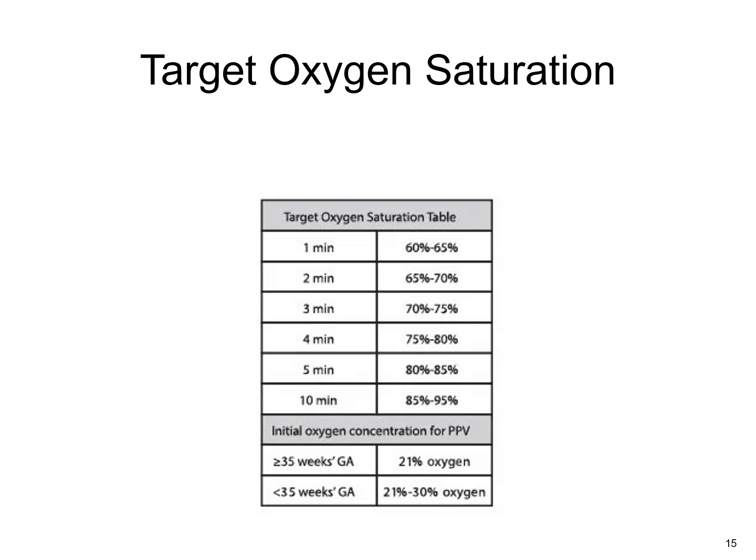Another thing about oxygen is the initial concentration when starting PPV. For term kids greater than 35 weeks, we like to use 21% oxygen. If they're preemies, NRP says that you can go up to 30%, but you can also start at 21. So the way that I make this easy for me is I just start everybody at 21% and titrate based on this table.